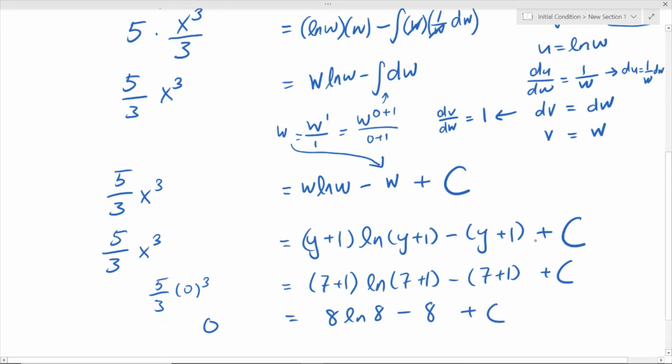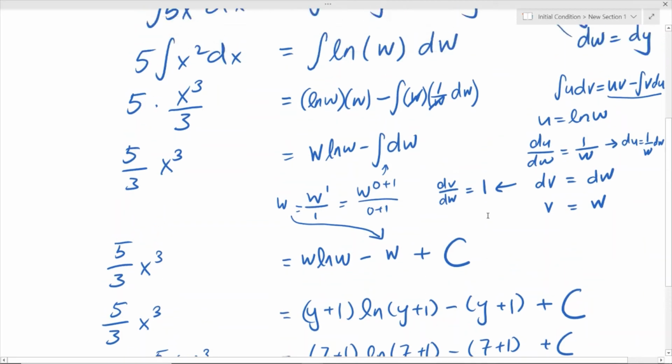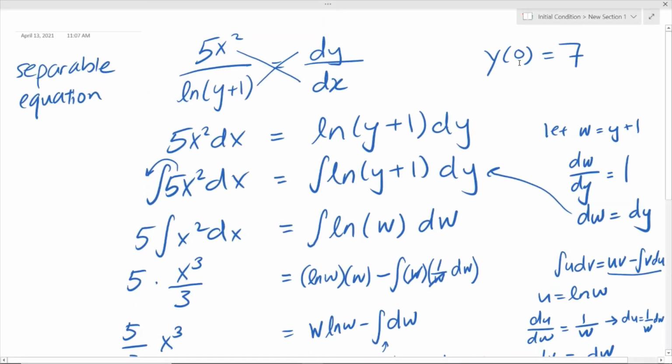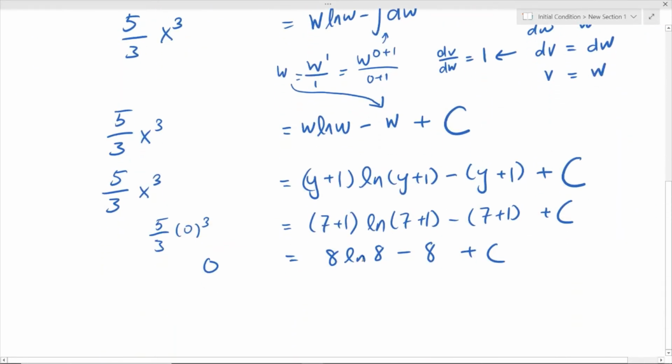And so we're basically solving for c, right? So we're solving for this c. We want to find out what it is. That's why we substitute these in, right, to satisfy the initial conditions. So here we're going to solve for c. And c, well, if we move these to the other side, it's just going to be negative 8 ln 8 plus 8 is equal to c. So c is equal to negative 8 ln 8 plus 8.